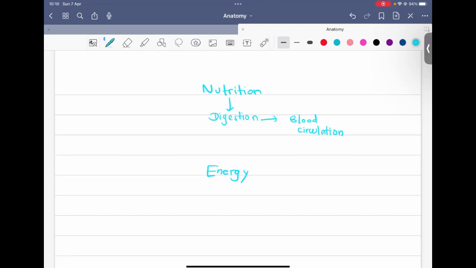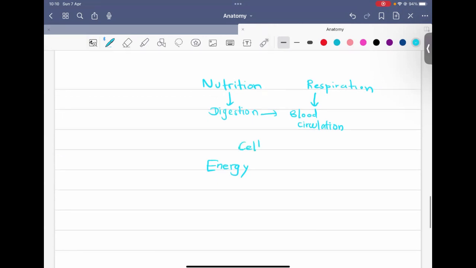Then you do respiration. What do you get by respiration? You take in oxygen, and again, the oxygen is transported via the blood circulation. Now they are all in the blood circulation, and they are taken inside the cell. From blood circulation, everything comes into the cell. The cell does cellular respiration, where the nutrients, let's say glucose and oxygen, react with each other and give carbon dioxide, water, and energy. So that's how you get energy.